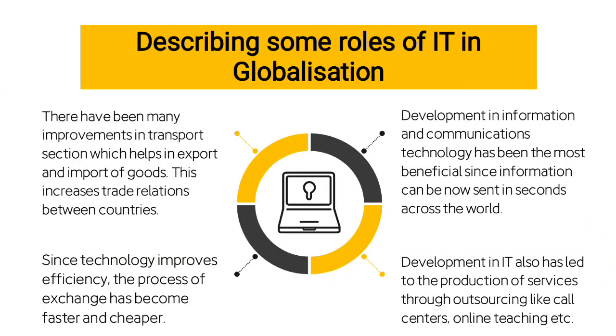Describing some roles of IT in globalization. There have been many improvements in the transportation sector which help in export and import of goods. This increases the trade relations between countries. Since technology improves efficiency, the process of exchange has become faster and also cheaper. Development in information and communication technology has been the most beneficial since information can now be sent in seconds across the world. Development in IT has also led to the production of services through outsourcing like call centers, online teaching, etc.